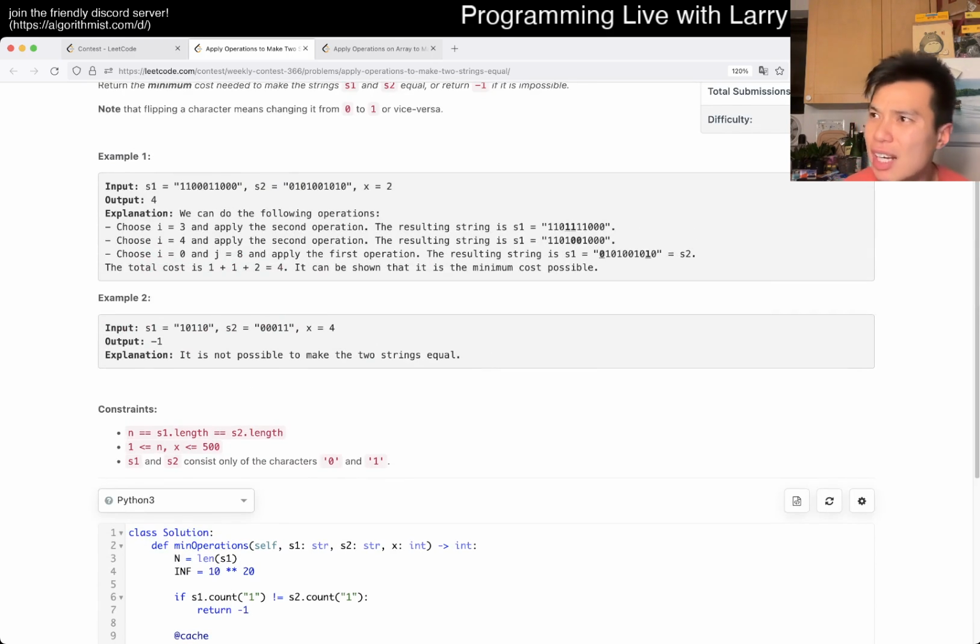Or do we have to count the number of folding? Yeah, you have to count the number of folding a little bit. But then that becomes 500 cubed.